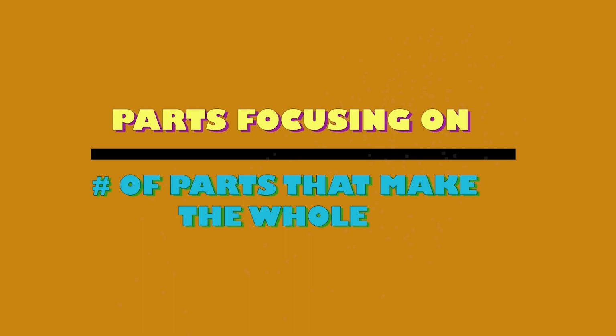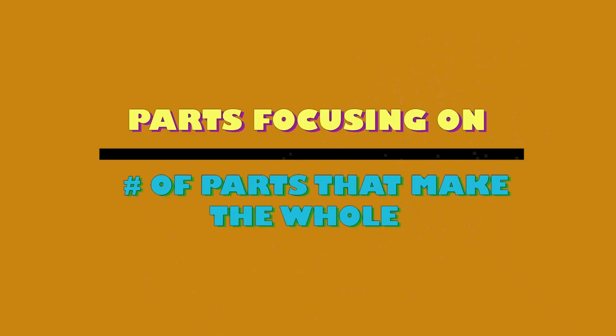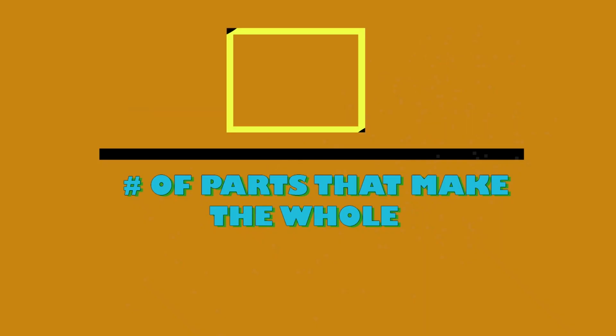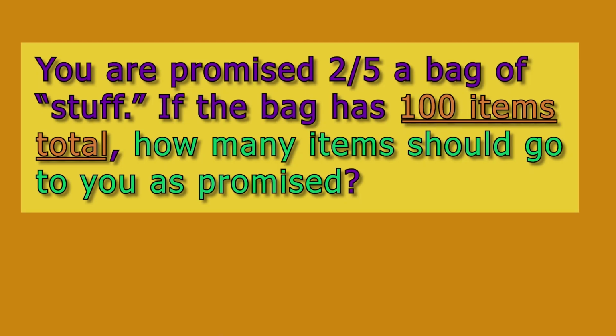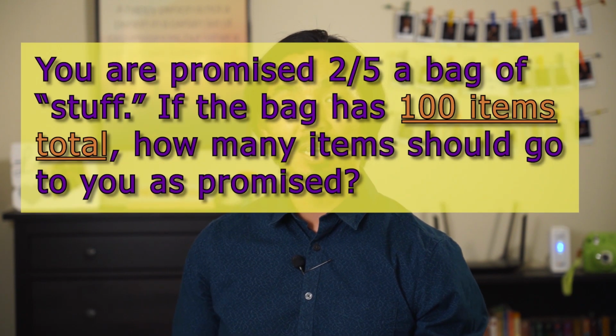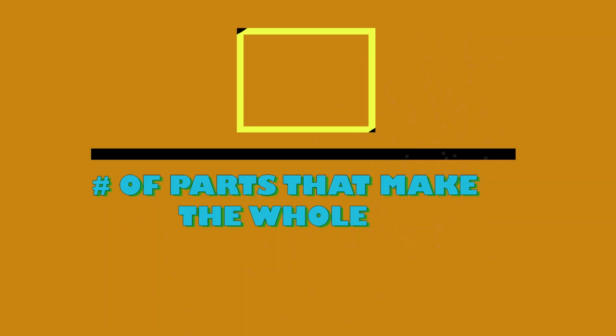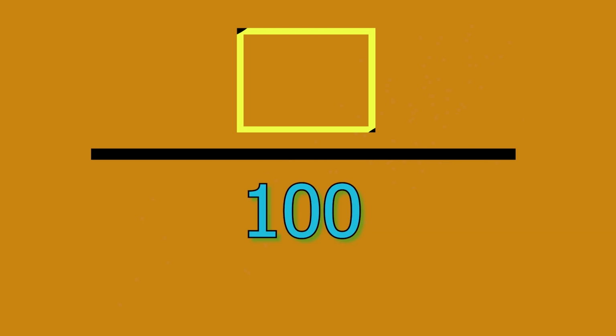Do we know the amount of parts we are focusing on? No, because those are the parts that are going to be going to you. We're trying to solve that. So I am going to put an empty box here. Now, let's look at the denominator. Do we have a number that equals the whole? Yeah, the question told us that 100 items makes a full bag. So the whole bag consists of 100 items.